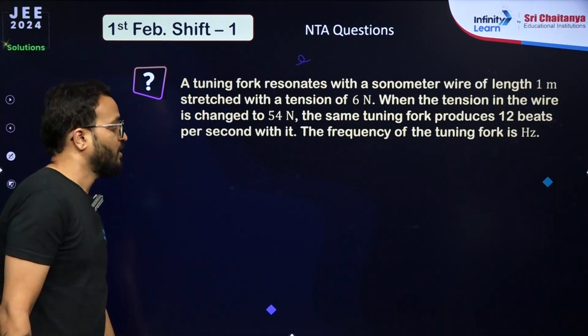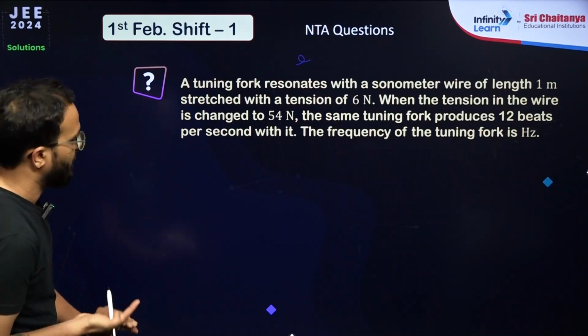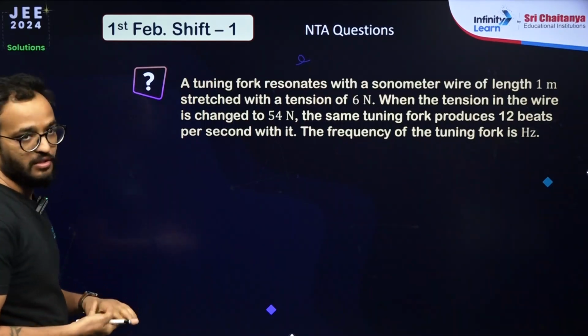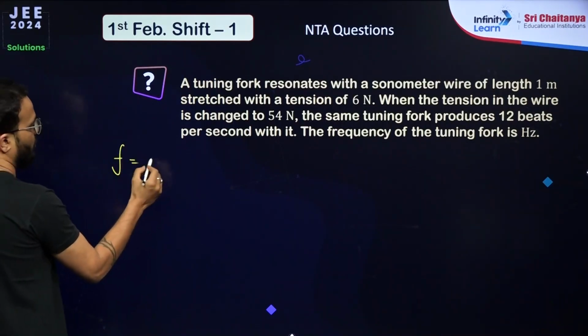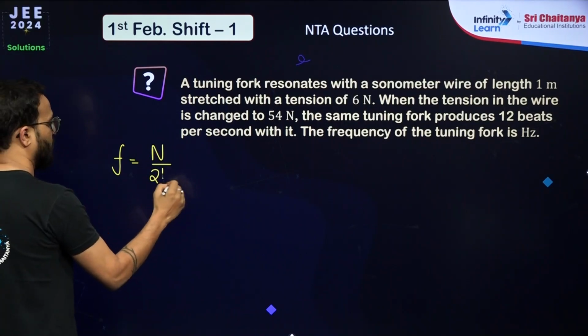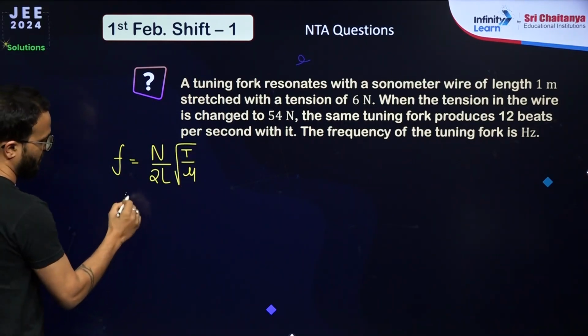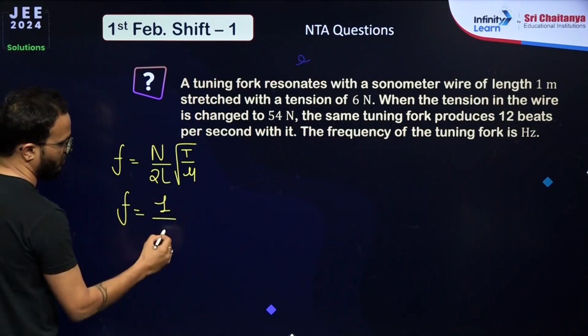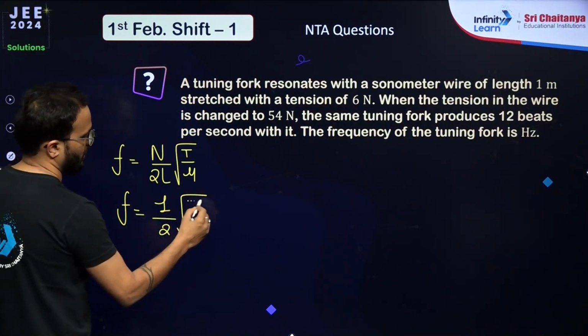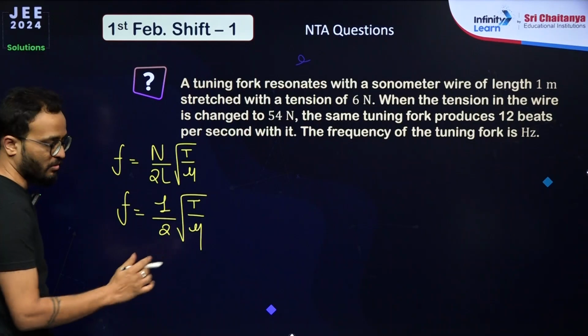Let's see, a tuning fork resonates with a sonometer wire of length 1 meter stretched with a tension of 6 Newton. Okay. So what is the formula for frequency? n by 2l root over T by mu. Considering the fundamental state, they have not given anything else. Length is also 1, root over tension T by mu. So mu is also constant.